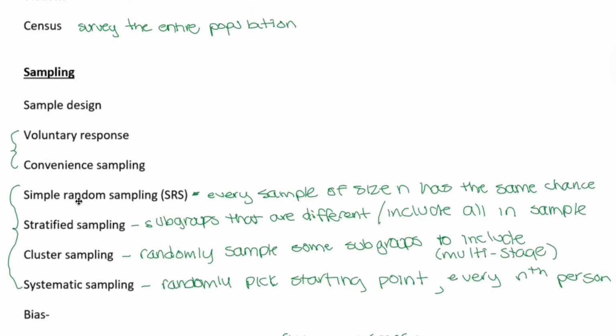Here is some more vocabulary. I know in Unit 3 we have a lot of vocabulary to know, but just stick with me. Sample design, voluntary response, and convenience sampling. So just a quick review of those two.